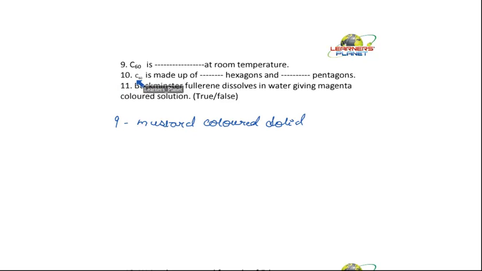Now this Buckminster fullerene C60 is made up of dash hexagons and dash pentagons. Now I have told you that when Buckminster fullerene is burnt in air, the product formed is carbon dioxide only and no residues are left. So what type of hexagons would be there? Carbon hexagons and carbon pentagons. So it is made up of 20 hexagons and 12 pentagons, right?